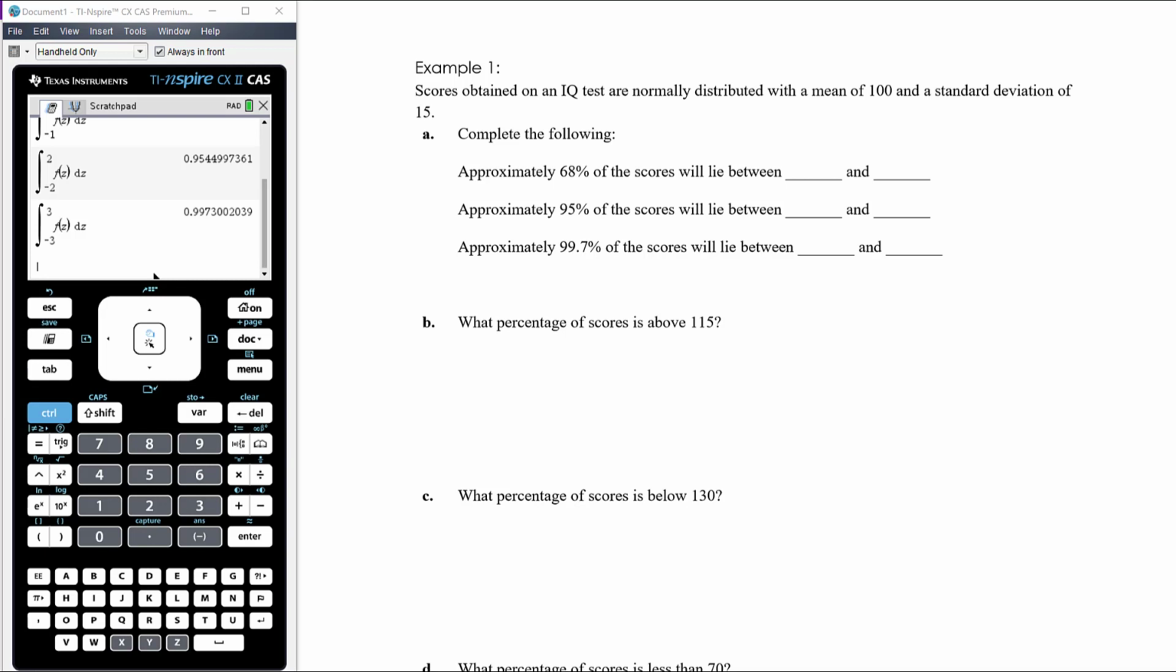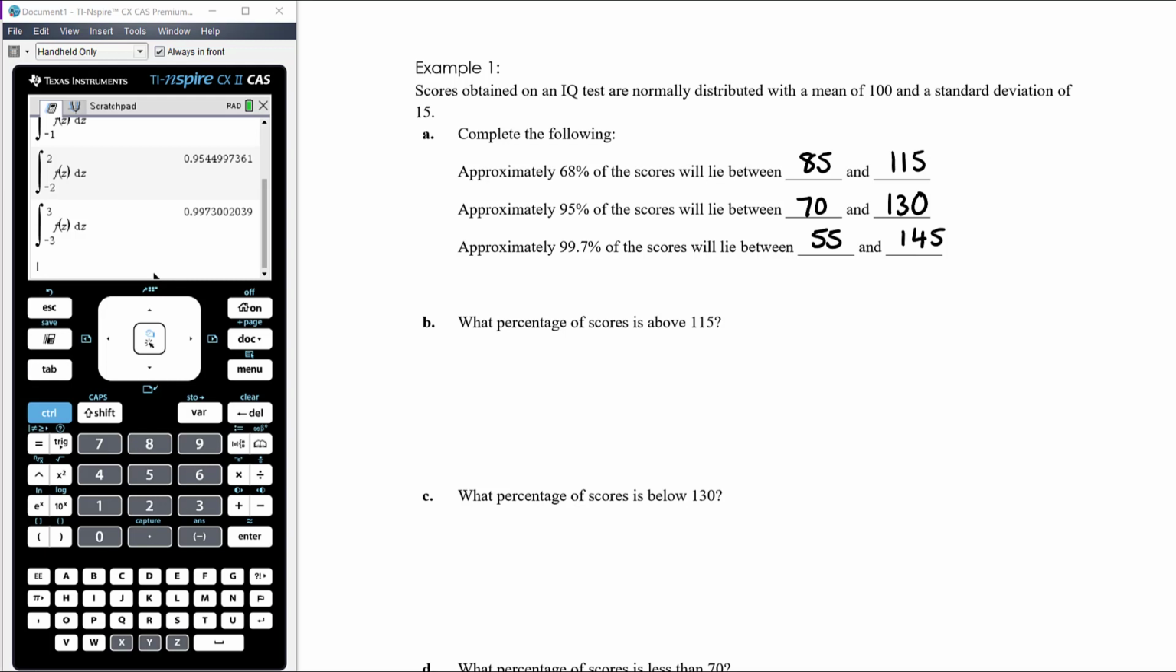So that tells us that approximately 68% of the scores will lie within 1 standard deviation of the mean. So mean minus 1 standard deviation is 85, mean plus 1 standard deviation is 115. Okay. Approximately 95% of the scores will lie within 2 standard deviations of the mean. So mean minus 2 standard deviations, 100 minus 2 lots of 15 is 70, 100 plus 2 lots of 15 is 130. And then approximately 99.7% of the scores will lie within 3 standard deviations of the mean, so 100 minus 3 lots of 15 is 55, and 100 plus 3 lots of 15 is 145.